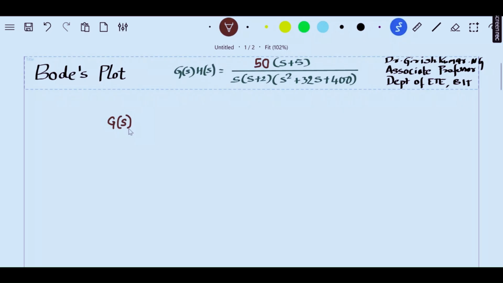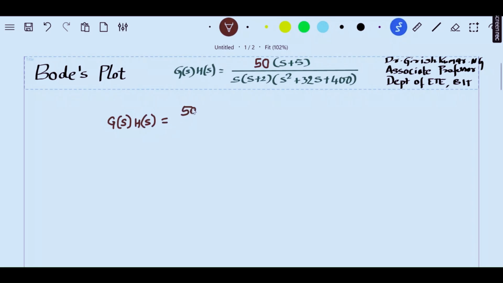First, in the given problem, what we need to identify is whether it is in standard time constant format or not. I already told you in the previous video what the standard time constant format is. Both in the numerator and denominator, s plus 5 is there. In the numerator it should be in the format 1 plus Ts. So what we need to do here is take common certain terms so that this can be converted into the standard form.